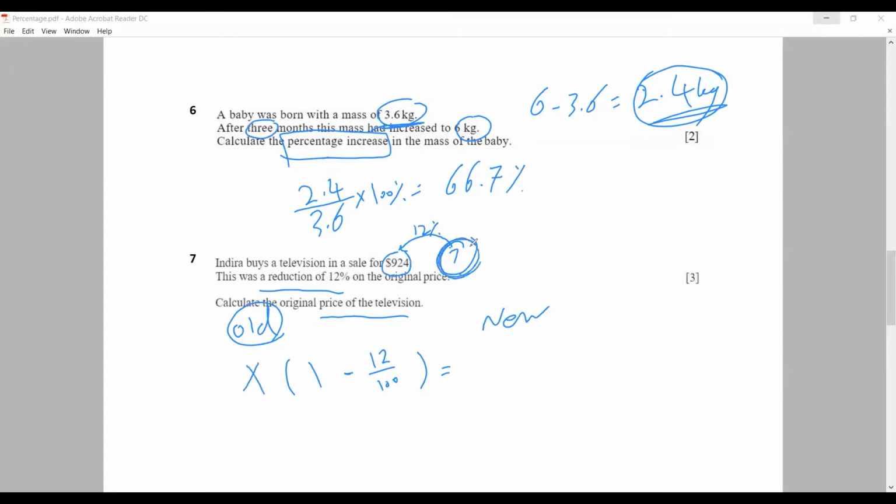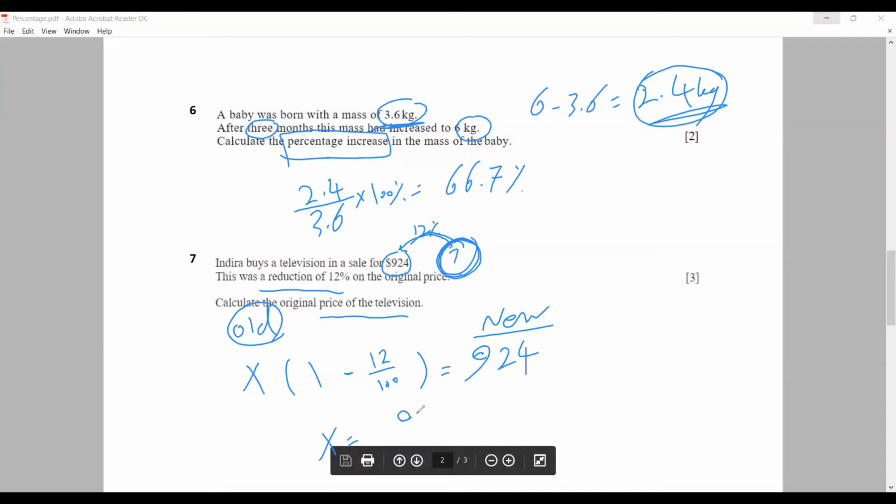It was valuable one day, and now the price dropped to 924. So that's the new price you put on this side, and you look for X, as simple as that. That is 924 divided by 0.88, right? You cross multiply and that's what you get. Let's see what is the final answer. That is 1,050 US dollar. That was the original price.